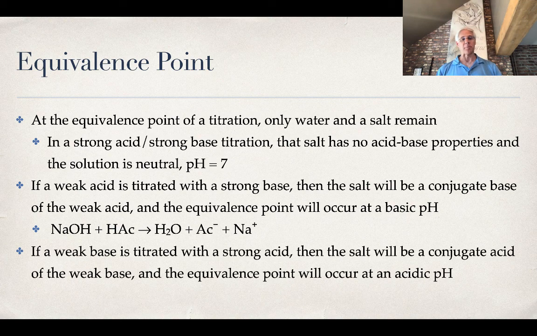Now, if we titrate a weak base with a strong acid, then the only thing that we have left in our salt is a conjugate acid. It'll be the anion of the strong acid combined with the conjugate acid of the weak base, and we're going to have then an acidic salt, and so the equivalence point will occur at an acidic pH. So it depends on the situation that you have. Strong base, strong acid gives us a pH of 7. Weak acid, strong base will be basic. Weak base, strong acid, it will be acidic.